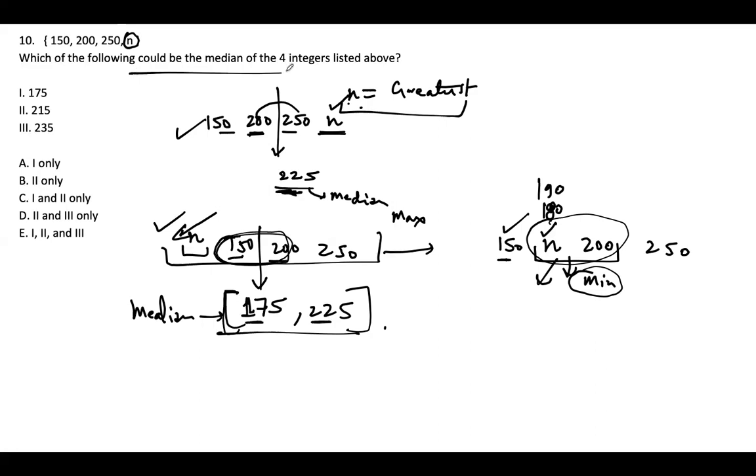So which of the following could be the median? 175, 215. Is 235 possible? No. Not possible. So 1 and 2 only. Is it clear? Vivek, is it clear to you? Yes, sir, it's clear to me. All right.